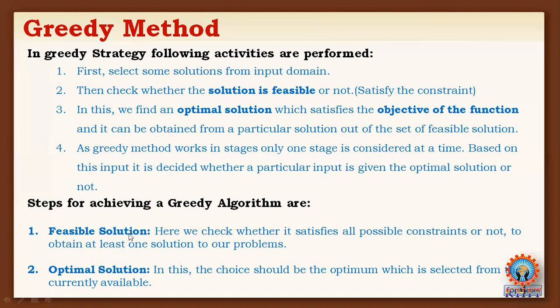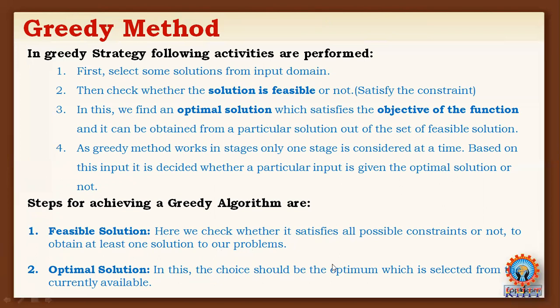A feasible solution is a solution which can be separated from the listed solutions and that satisfies the constraints of the problem. In a feasible solution, we check whether the solution can satisfy the constraints or not, to obtain at least one solution to our problem. Once the feasible solutions are generated, we need to identify the better solution among all possible feasible solutions, which is called a choice.